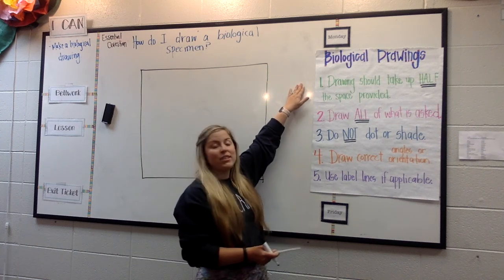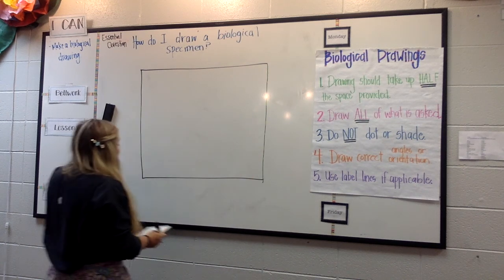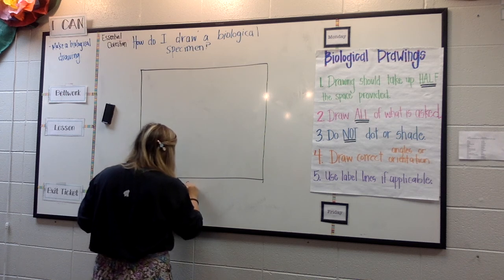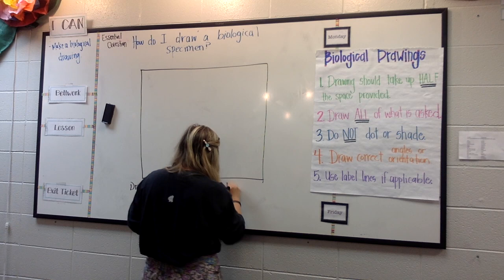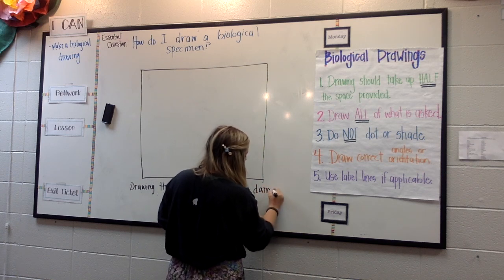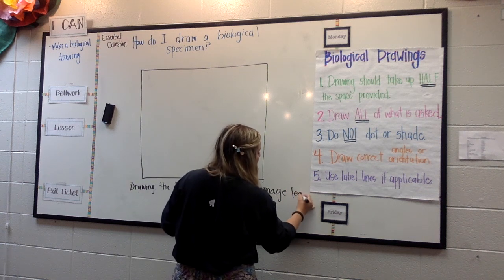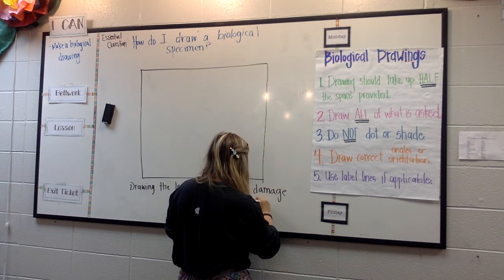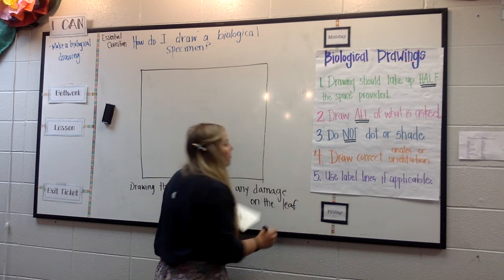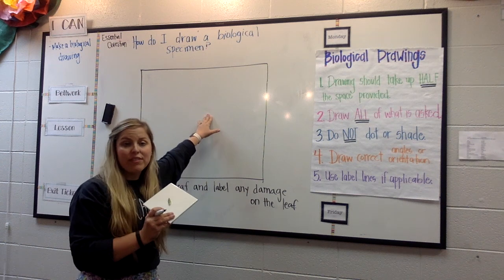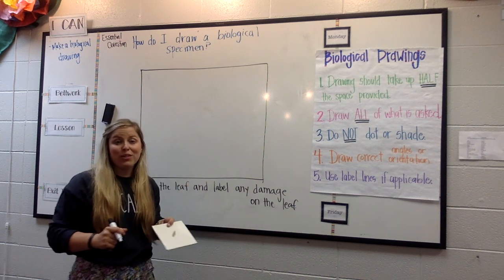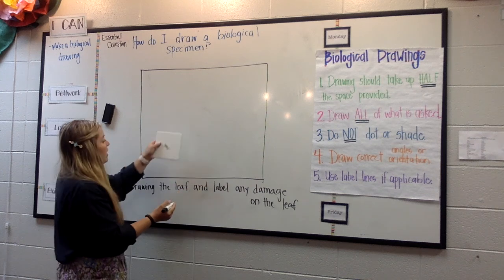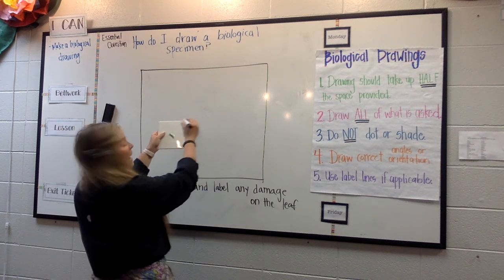Now, for our first rule, your drawing should take up half of the space provided. Now, if we have a question that says draw the leaf and label any damage on the leaf. So let's say that was our test question. The first thing we need to keep in mind is that we need to take up at least half of the space provided. What this will actually allow you to do is work through the image size, actual size, and magnification calculations that we'll see in an additional video. So if I have this right here, I'm going to take up at least half of the space provided.